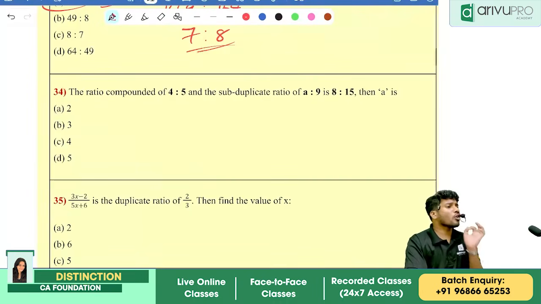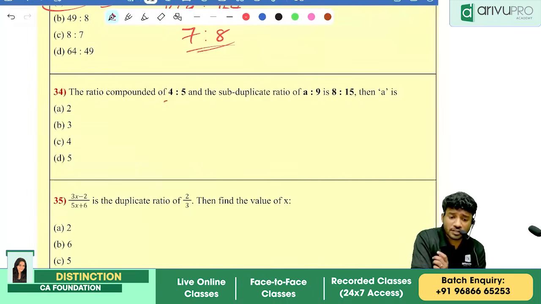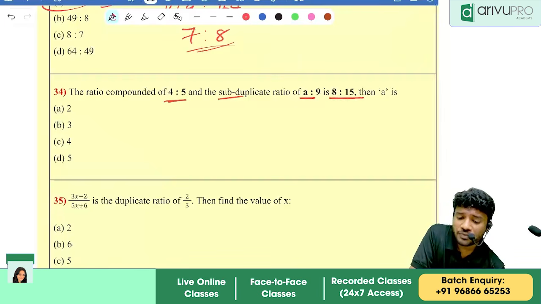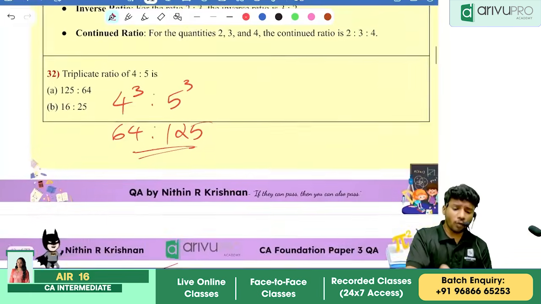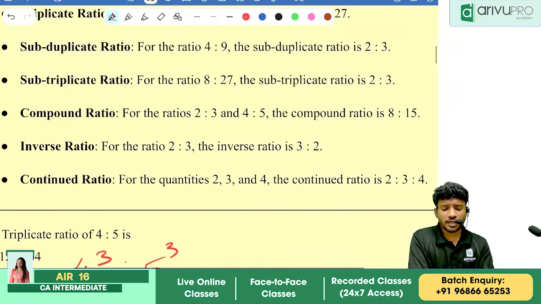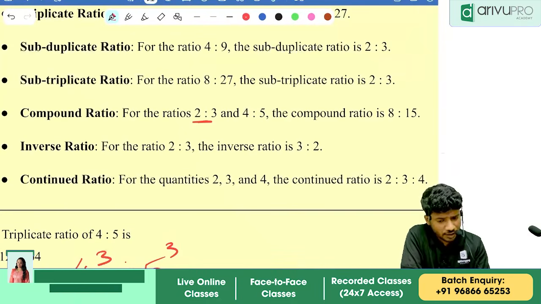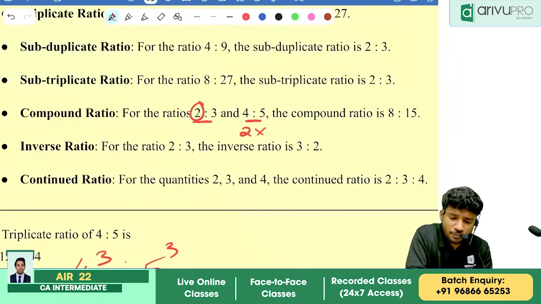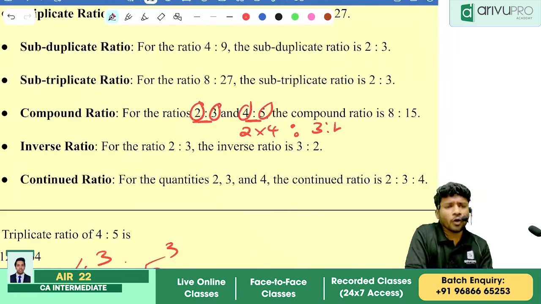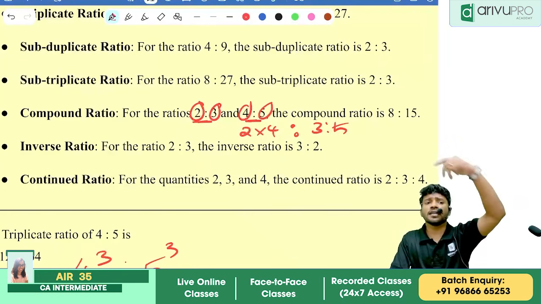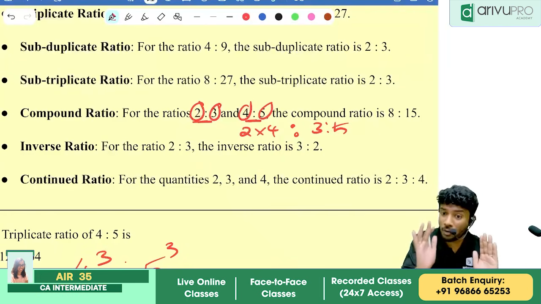The ratio compounded between 4:5 and the subduplicate ratio of A is to 9 is 8 is to 15. People, what do you mean by compounded ratio? Compounded ratio is nothing but, for example, a ratio is 2 is to 3. Another ratio is 4 is to 5. Then the compound ratio is nothing but 2 into 4 is to 3 into 5. Or I will say that it is the product of the antecedents is to the product of the consequents. That is called compounded ratio.